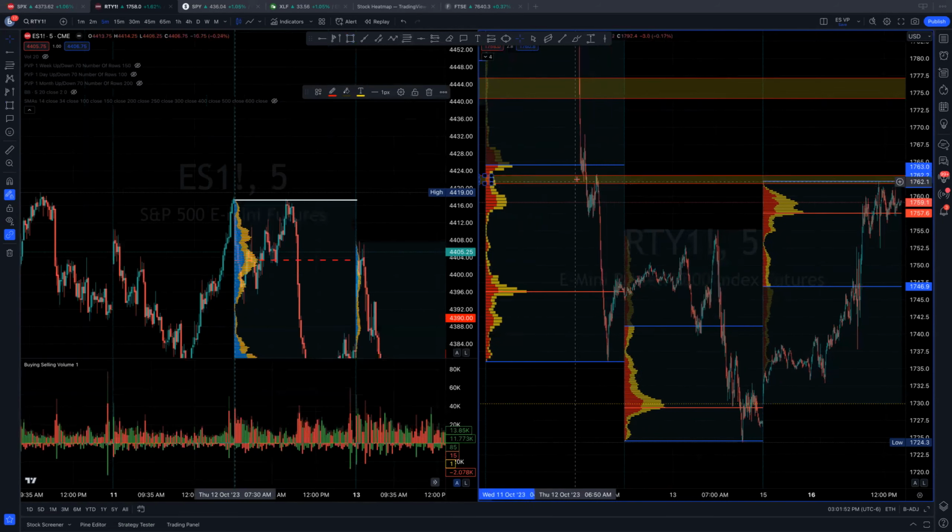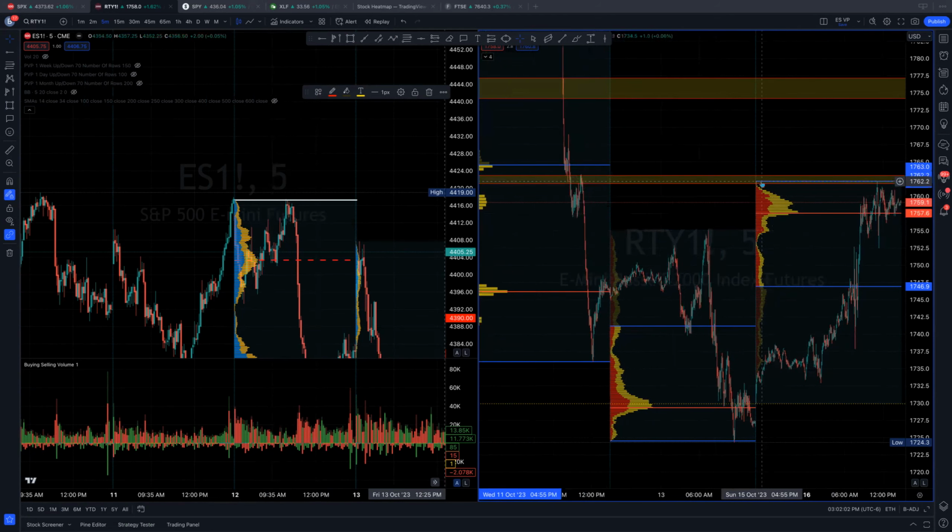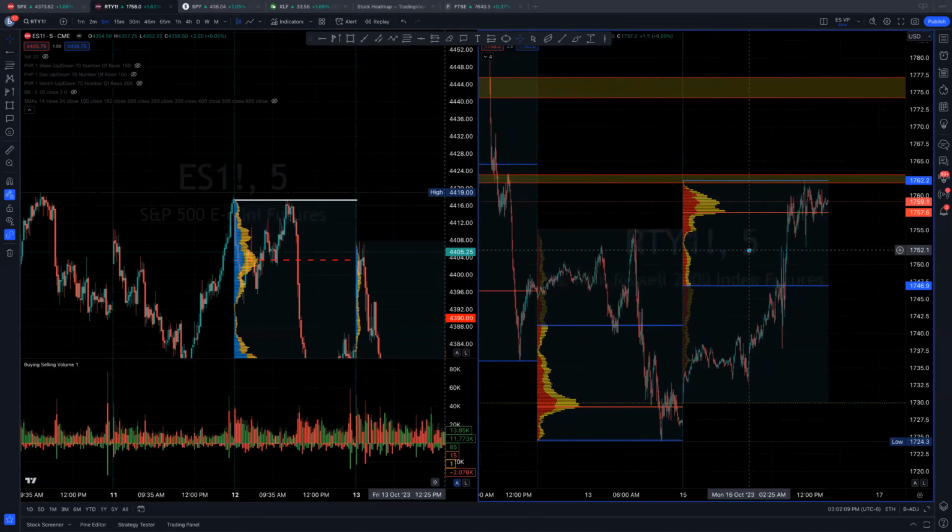Okay, so this looks pretty good here. We had chop here, breakthrough, try to move up, reject, try to move up again, reject. So this is a pretty good zone right here. You can see how it lines up over here with today's session value area high.